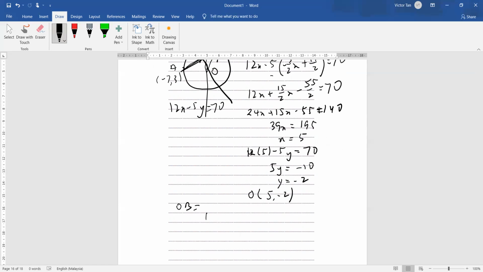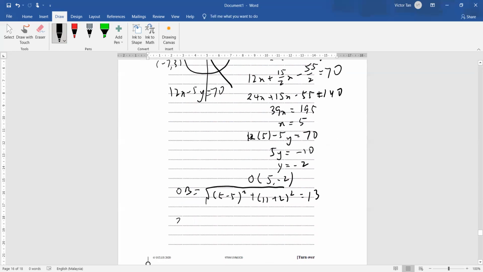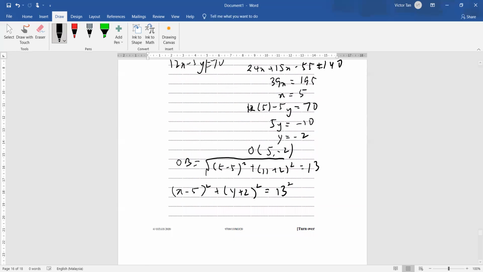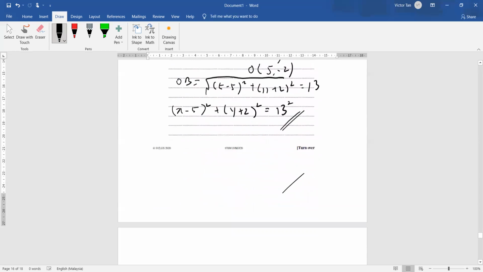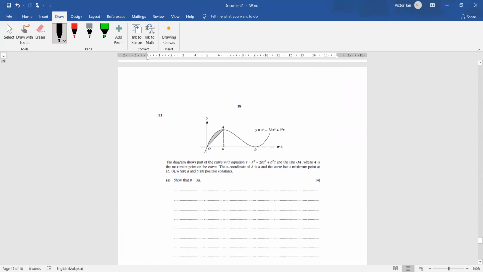So using the formula, 5 minus 5 squared plus 11 minus minus 2, that is 11 plus 2, squared. So you find it is 13. So the equation of the circle is x minus 5 squared plus y plus 2 squared equals 13. Okay, we have it. Next question. That was pretty tricky.